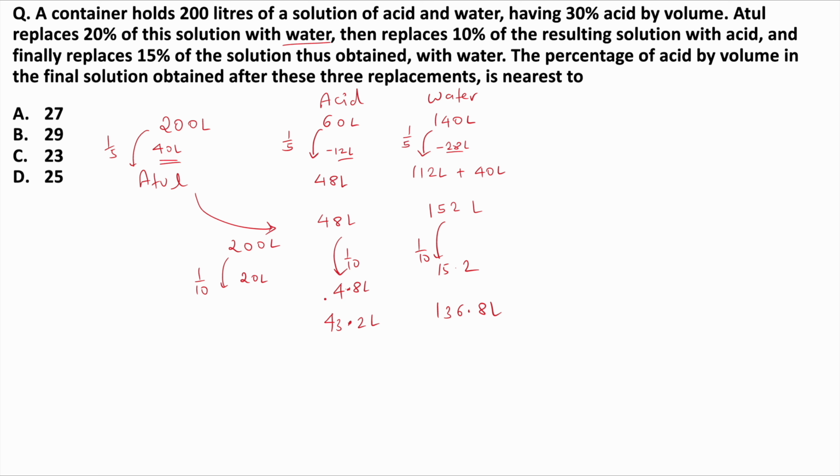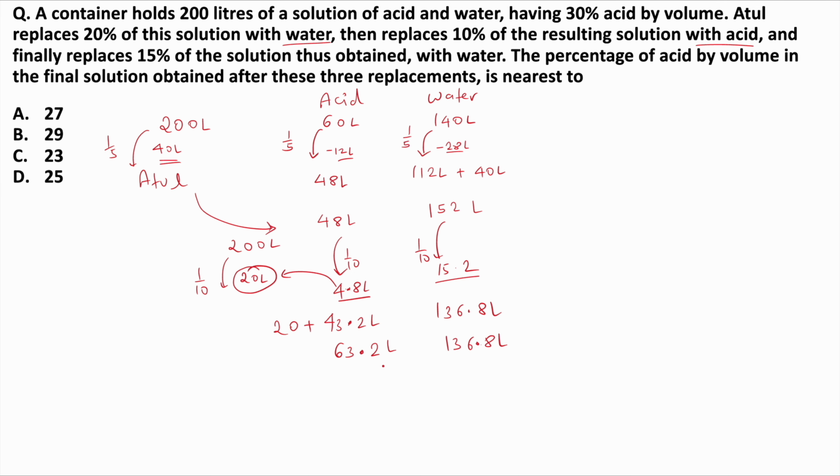And you are replacing this entire mixture with acid. So 20 liters of the mixture was removed. You can see 4.8 plus 15.2 is indeed 20. So 20 liters of acid is added into the mixture. So we add 20 to this. 20 liters plus 43.2 liters is 63.2 liters, right? 63.2 liters acid and 136.8 liters of water.